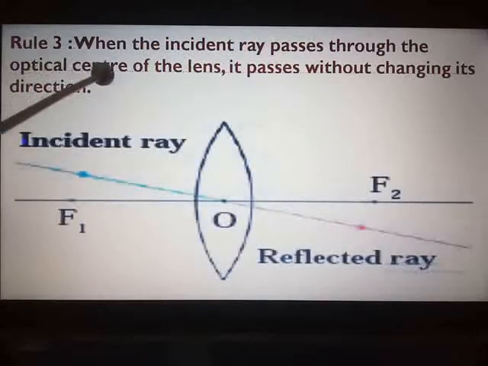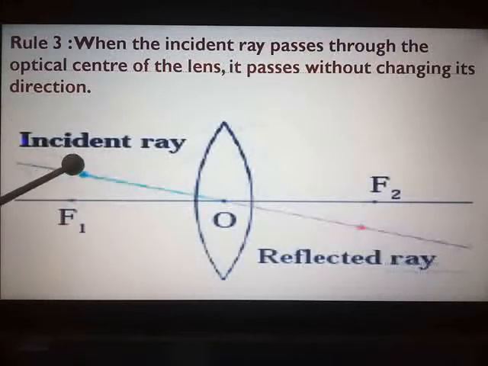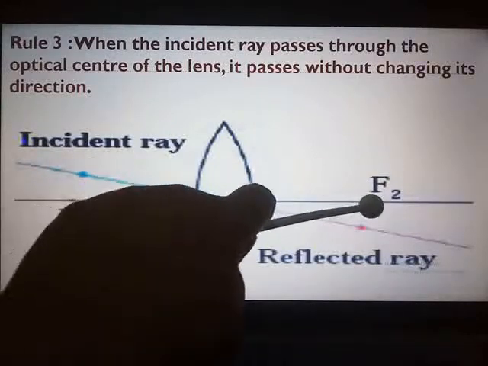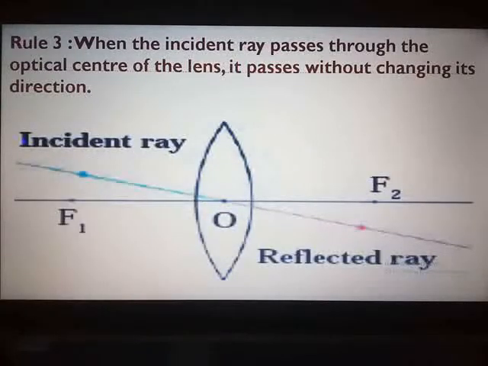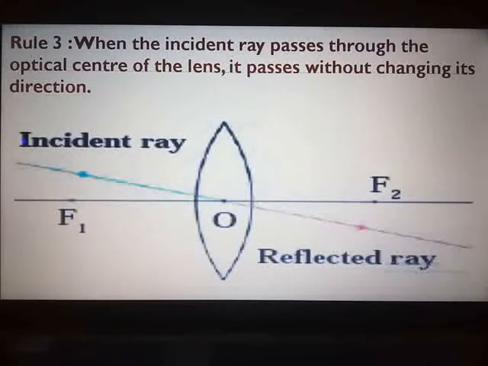Third rule, when the incident ray passes through the optical center of the lens, it passes without changing its direction. Diagrams should be drawn very clearly. Incident ray, the arrow should be in this direction, reflected ray, so the position of the arrows and all should be very clear. Now it is a convex lens, so look at what lens we have used. So all these small things you have to take a note of.